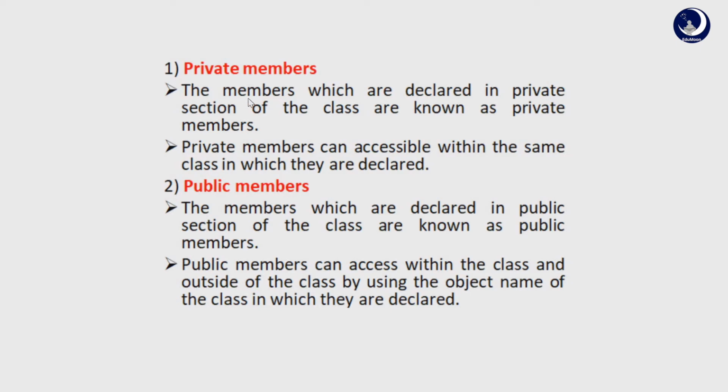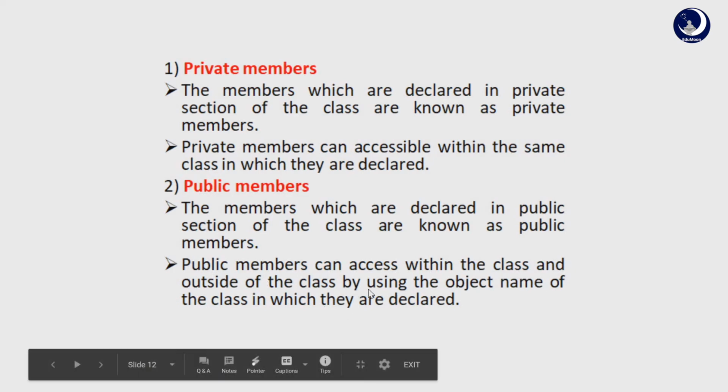Private data members, the members which are declared in the private section of the class, can be accessed within the same class in which they are declared. So these cannot be accessed outside the class. Public members, the members which are declared in the public section of the class, can be accessed within the class and outside the class by using the object name of the class in which they are declared.